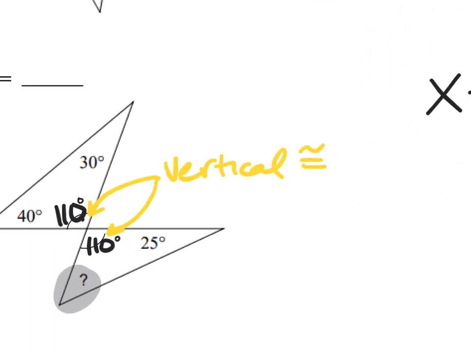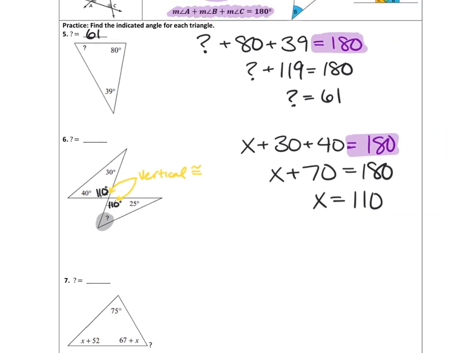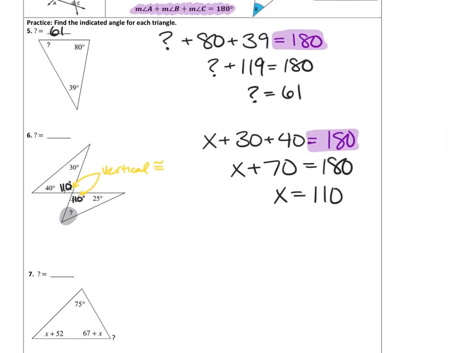Let me get my degree sign to look right. Okay, now in my second triangle, in the bottom triangle here, we now have two of the three angles. So we can say the question mark angle plus this 110 I just found plus 25 is going to be equal to how much? 180.